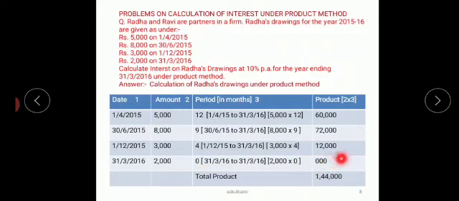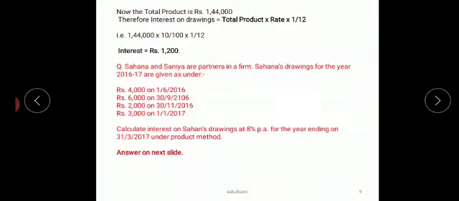Now I will total these products, that is 60,000 plus 72,000 plus 12,000. I will get a total of 1,44,000. Now the assumption that is made is, if the partner had not withdrawn these various amounts on different dates, he would have withdrawn 1,44,000 for 1 month. So we'll see how the working is done.